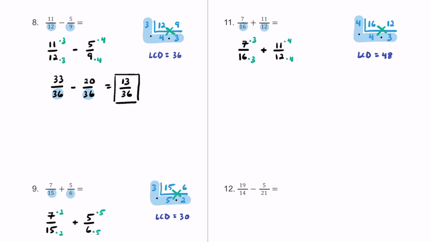On top, 7 times 3 is 21. On bottom, it should be 48. On the second fraction, 11 times 4 is 44. 12 times 4 is 48. Now that we have common denominators, we can go ahead and add these fractions together.